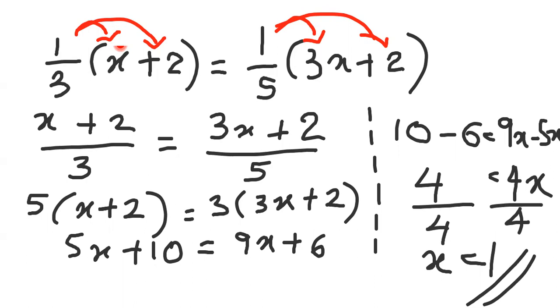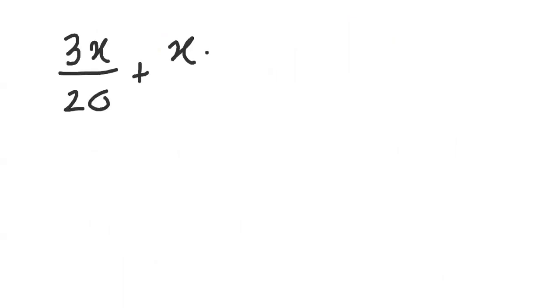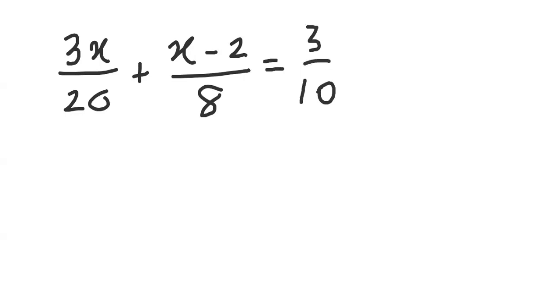So these are easy. You understand it very well. Clear? Now I'm going to give you one of the challenging questions. Try it yourself. Let me display the question here. 3x over 20 plus x minus 2 over 8 equal 3 over 10. Now you can start. I'll give 1 minute.